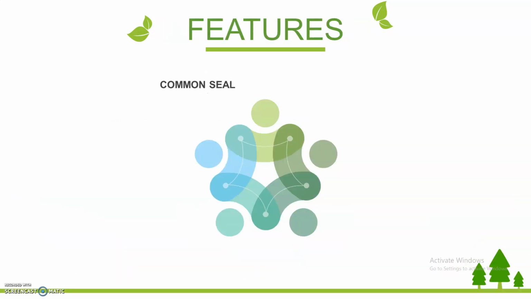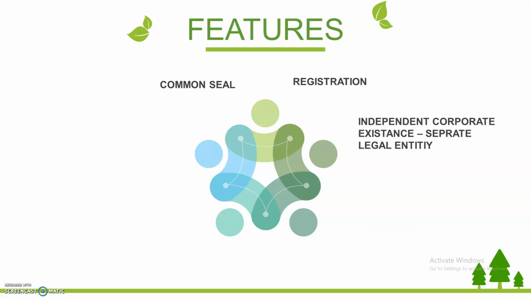Let's go further toward the features of a company. First one is a common seal. Common seal is nothing but a signature of a company. What is the signature of a company? The stamp. The stamp of a company is nothing but the signature of a company. Then the registration. The good feature of a company is that it provides a registration. Correct? Then third, independent corporate existence, that means separate legal entity. It simply means that the people who are working in a company are different from the company itself.